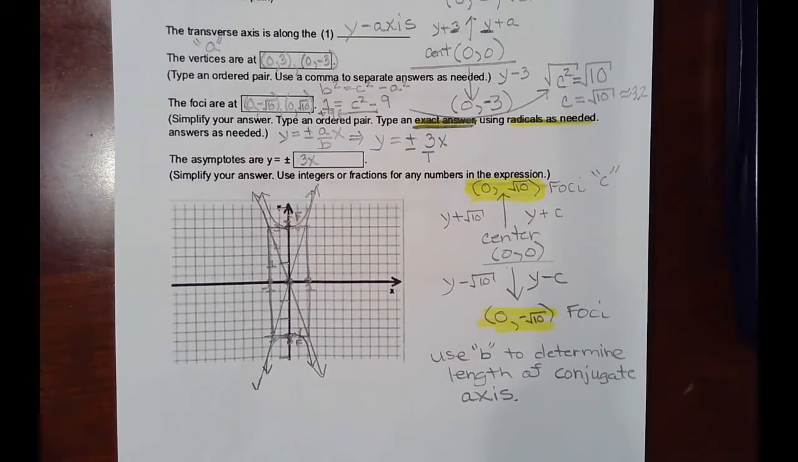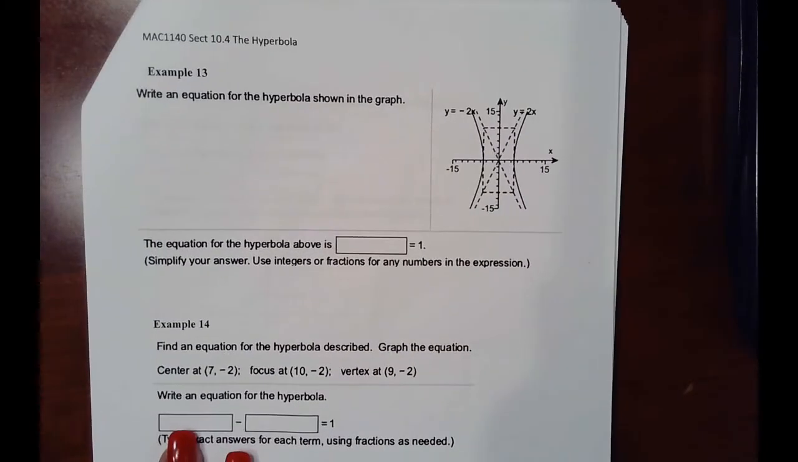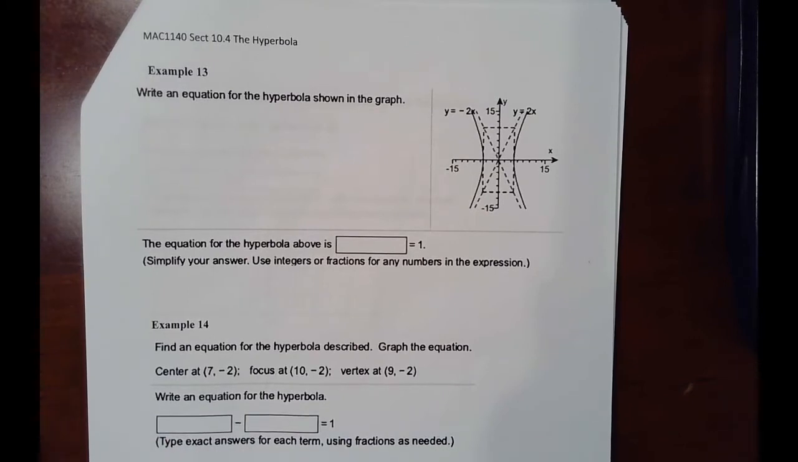Okay, and that is the graph for number 12. Moving on to number 13. Problem number 13 says write an equation for the hyperbola shown in the graph.